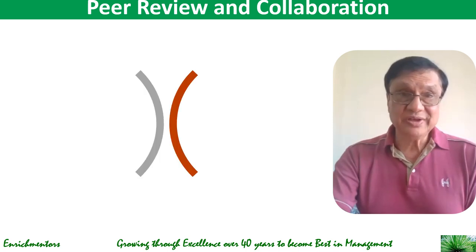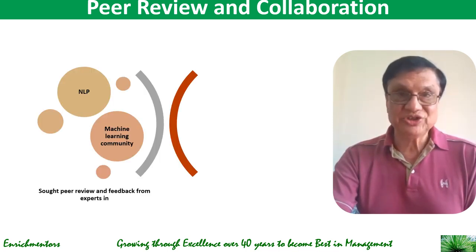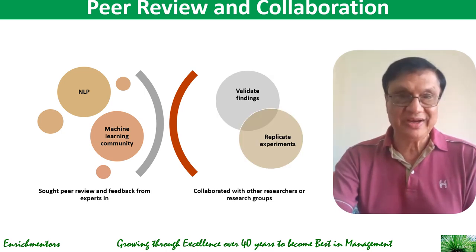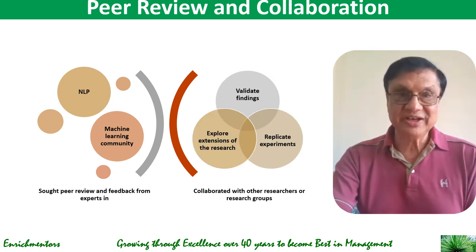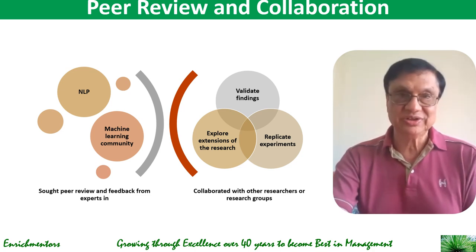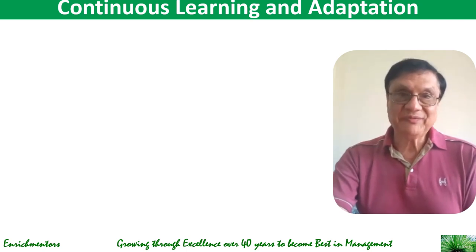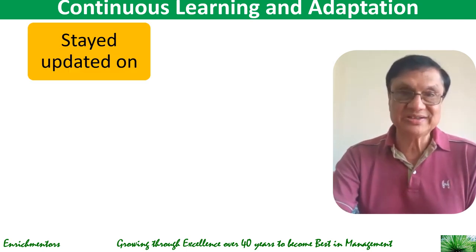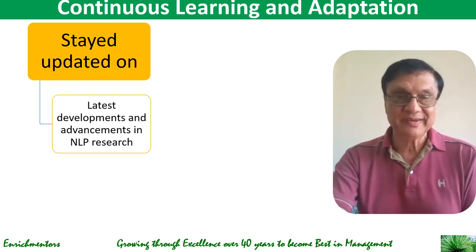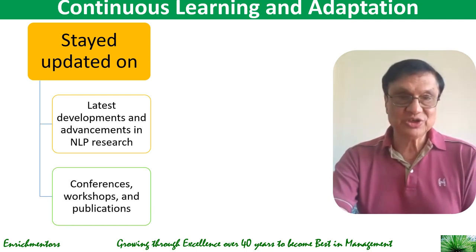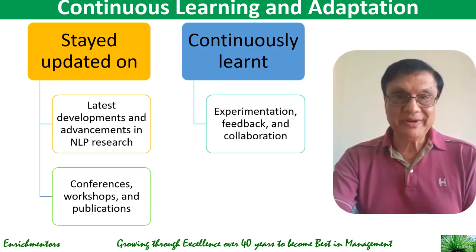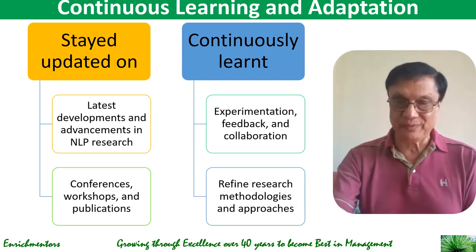They also sought peer reviews and feedback from experts in the NLP and machine learning community, and collaborated with other researchers and research groups to validate the findings, replicate experiments, and explore extensions of the research. So that's how the peer review and collaboration happened. After finishing this research, they stayed updated on the latest developments and advancements in NLP research through conferences, workshops, and publications. They continuously learned from experimentation, collaborations, and feedback, basically to refine research methodologies and approaches for future use.